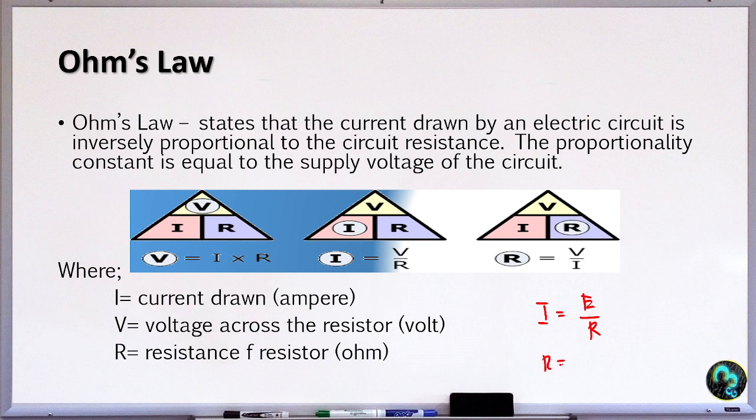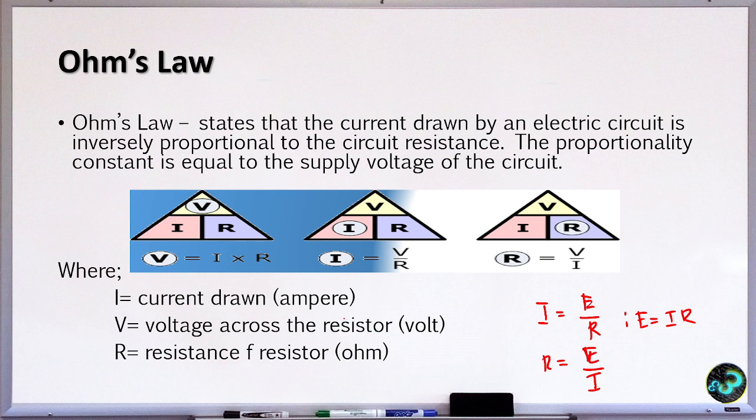So resistance is equal to voltage over the current. Cross multiply them. If you want to find the voltage, just move this to the other side, so that will be current times resistance. Or use this one: cover the voltage, so it is I times the resistance.